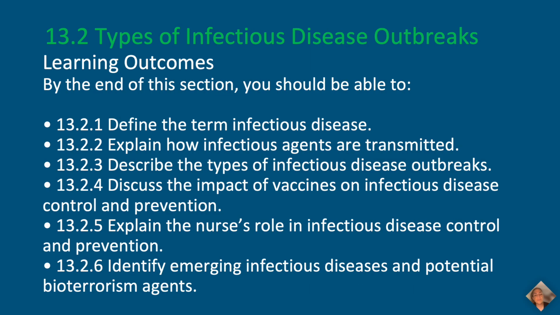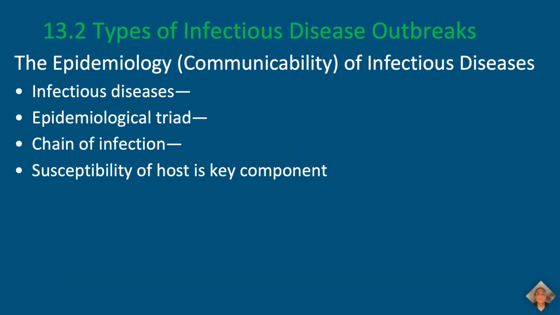So this next section, we're going to look at the terms for infectious disease, explain how infectious agents are transmitted, think about the different types of infectious disease outbreaks, and talk about vaccines and infectious disease control and prevention. Always, we're going to put this in context of the nurse's role and then identify emerging infectious disease and potential bioterrorism agents. So we're going to start with our definition, right?